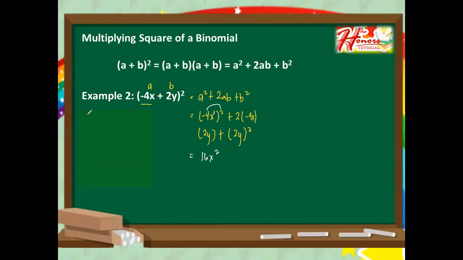So we have here 2 times the quantity of negative 4x times 2y. Please solve first this. So we have here negative 4 times 2. So that is negative 8 because negative times positive is negative. And then 4 times 2 is 8. And then copy the variables x and y because we cannot combine the exponent of x and y because they are different from each other.